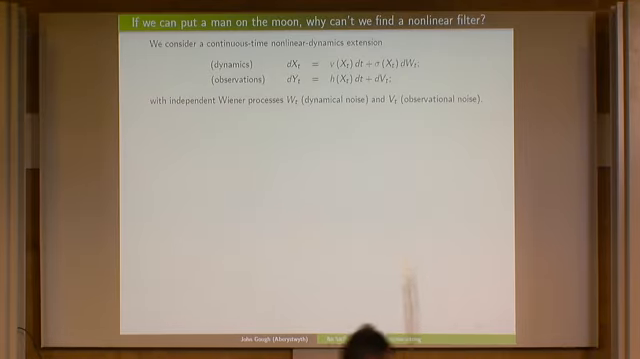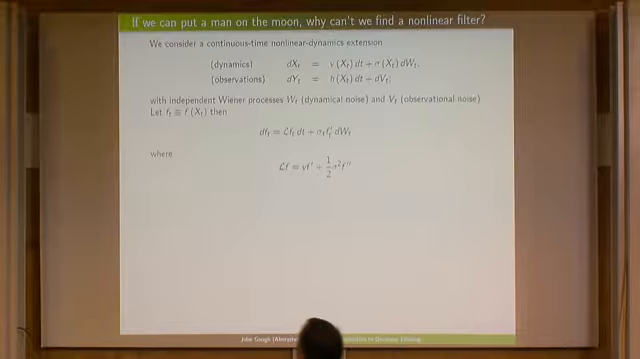So, yeah, one of the age-old questions that arose in engineering is: if we can put a man on the moon, why can't we find a nonlinear filter, right? Around about the time Kalman was working on this, a number of people were working on a more sophisticated theory, most notably Stratonovich. So we'll go into continuous time. We'll have nonlinear dynamics here.